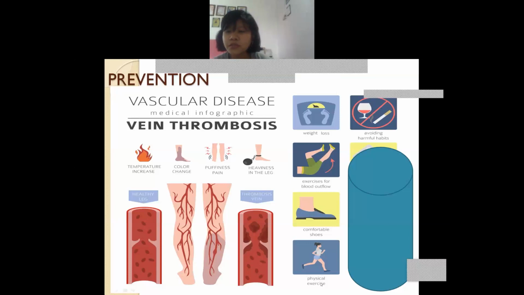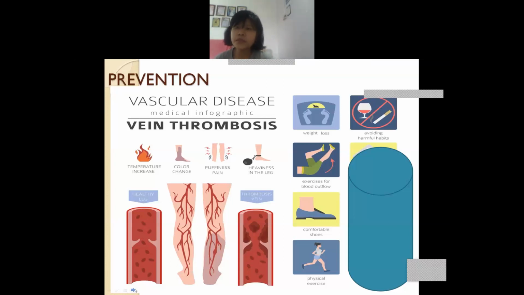Next is physical exercise. The person should also perform physical exercise for blood circulation. Next is avoid harmful habits. Avoid harmful habits like what? Like if a person is having alcohol, smoking, tobacco, all these things. The person should avoid all these bad habits.